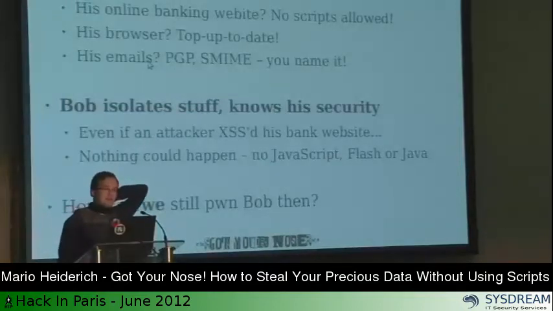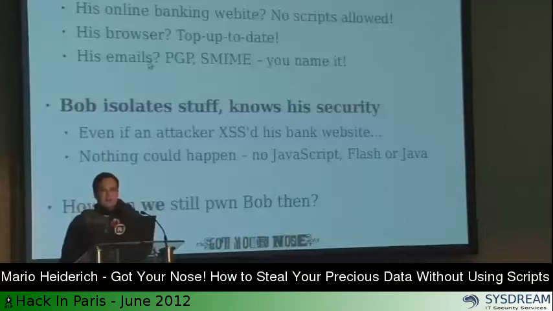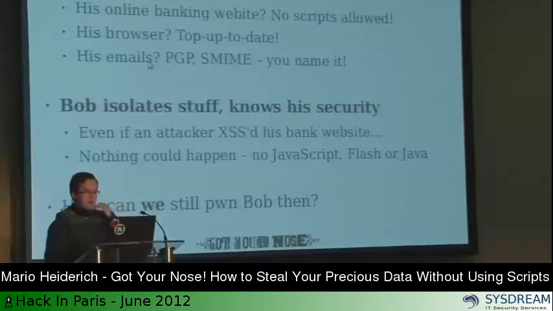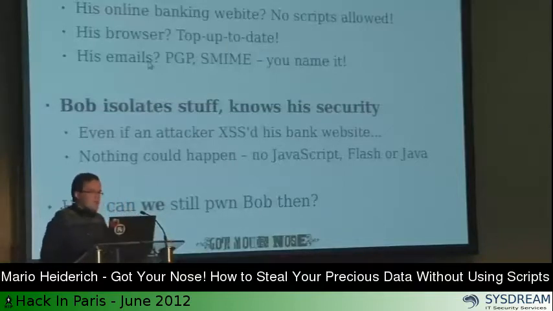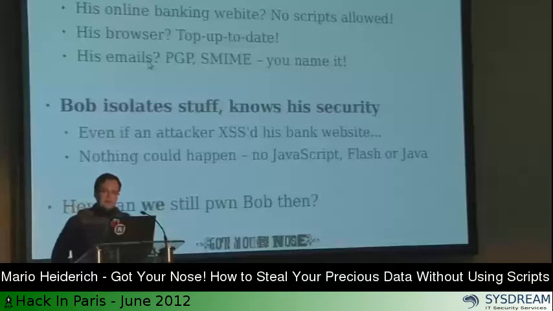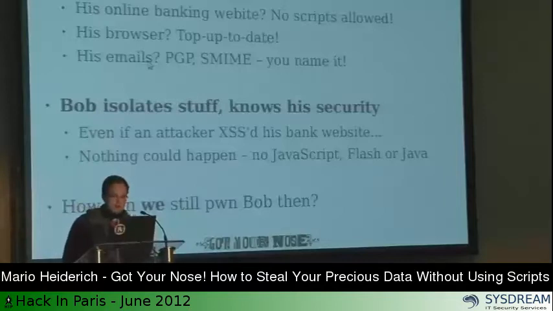And Bob is a super security-aware guy. He could even be in this audience. Maybe he's here somewhere. So Bob has an online banking website, no scripts allowed, using NoScript, top up-to-date Firefox, super secure. Everything's working. Like his emails, PGP, S/MIME, whatever his customers want, you name it, he has it, crypto. He has it figured out. And Bob is even smarter. He isolates stuff. He has VMs running. He knows his security. He reads blogs about security.